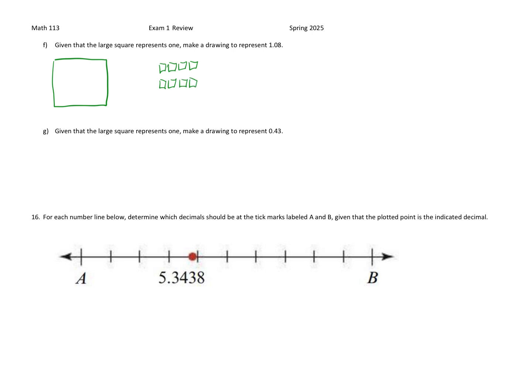Given that the large square represents 1, make a drawing to represent 0.43. So I have no wholes, I have no ones. I have 4 tenths, which is 4 longs, and 3 hundredths, so 3 shorts.